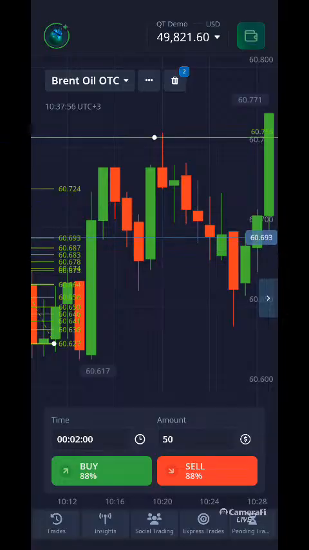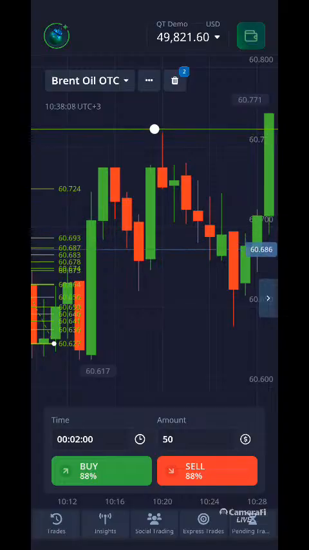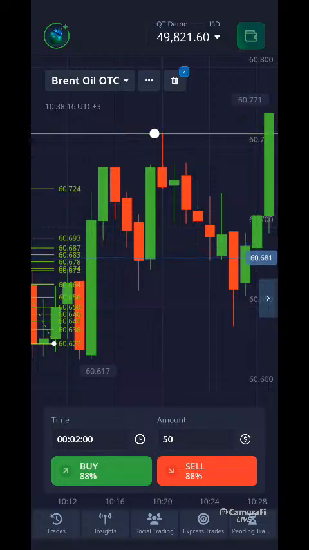Why is this important? It is because it is used as a target for institutions, a target for big traders, whales. There is a pool of liquidity here, a pool of sellers. Buy stops. There are buy stops here.